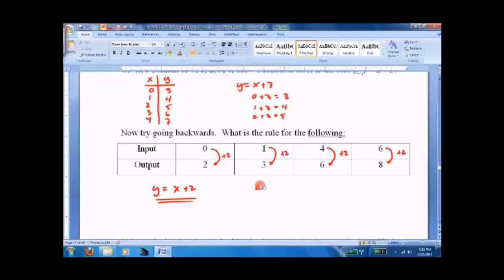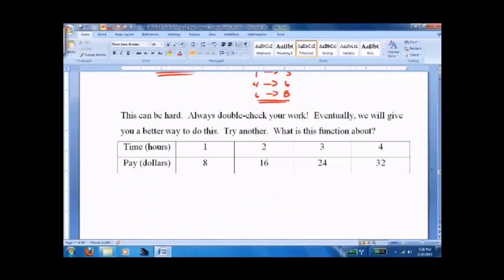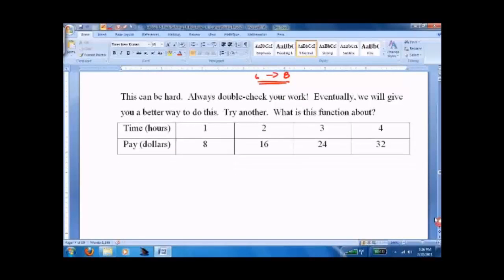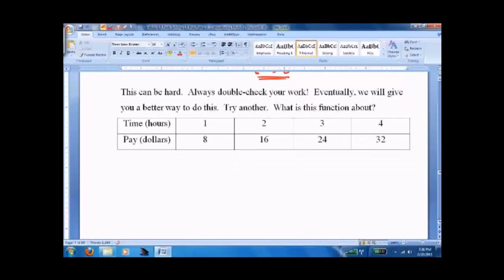If I put in 0, I get out 2. If I put in 1, 1 plus 2 is 3. Put in 4, 4 plus 2 is 6. I put in 6, 6 plus 2 is 8. Looks good to me. So this can be hard. You always got to double check your work. Eventually we'll give you a better way to do it, but just try another one.